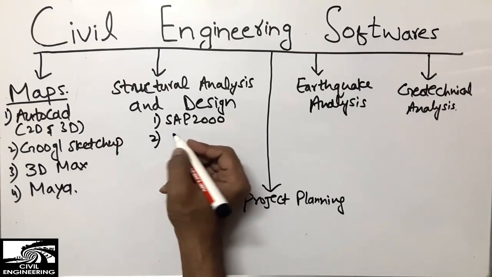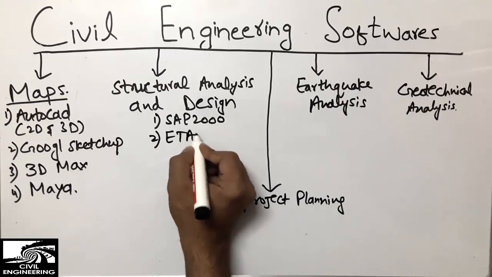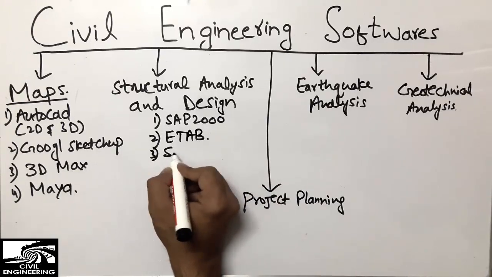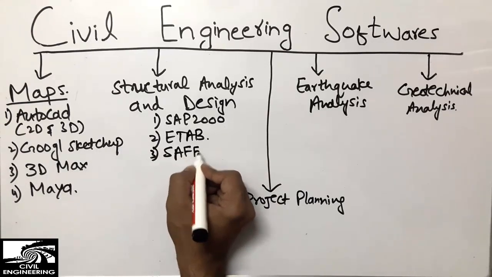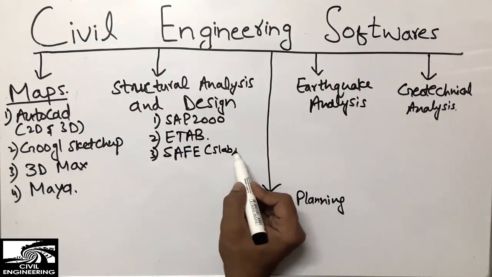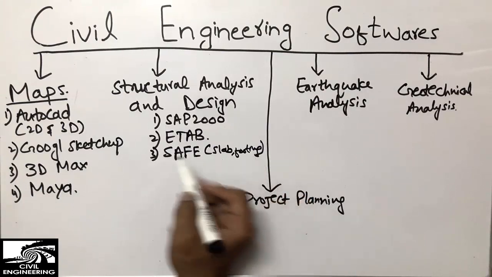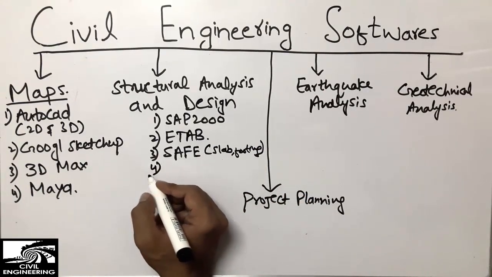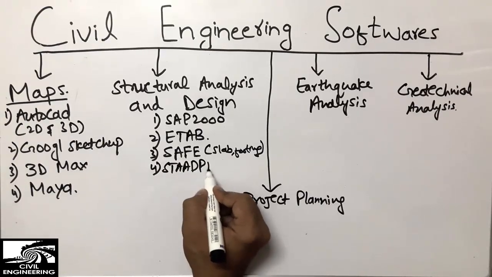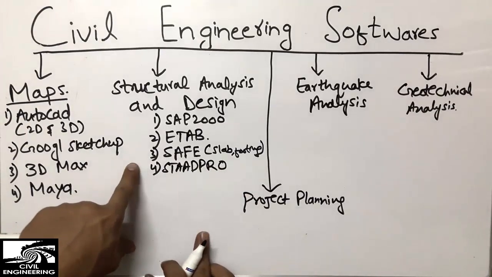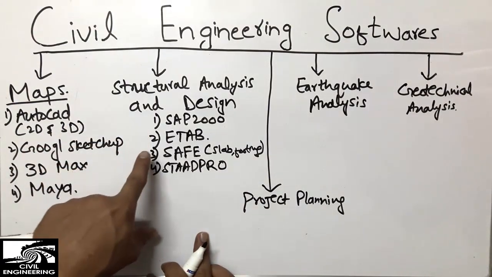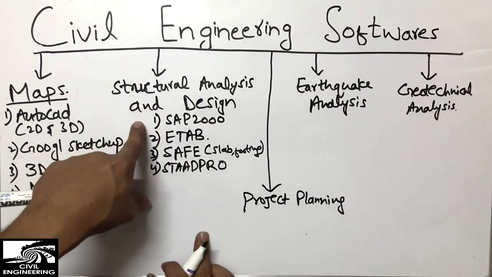The second is ETABS, which is also used, and SAFE is also used, but this software is mostly for slabs and footings. And the fourth one is STAAD.Pro, we can say. STAAD.Pro is also used for structure analysis and design. These are the four types of structure analysis and design software, and these are very important to know if you are going into the design field.